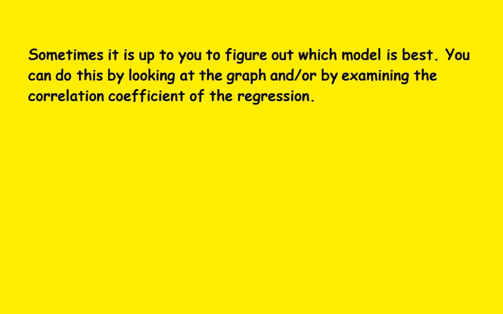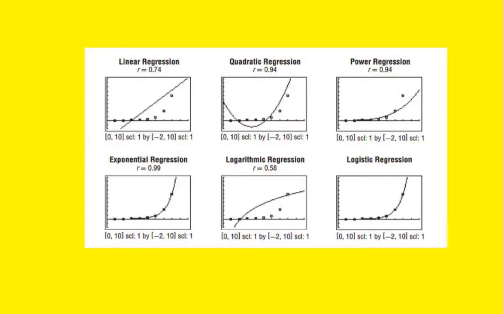And here's the fun part. Sometimes you have to decide what type of model is best. You can do this by looking at the graph and/or by examining the correlation coefficient of the regression. So let me show you what you might be looking at. Right here, this is a linear regression. It tries to fit the data to a line, but see this data? It's not looking so linear. And the regression right here is not very good.